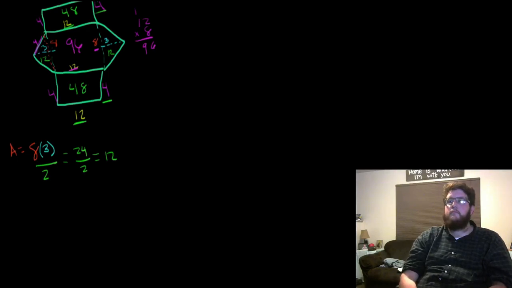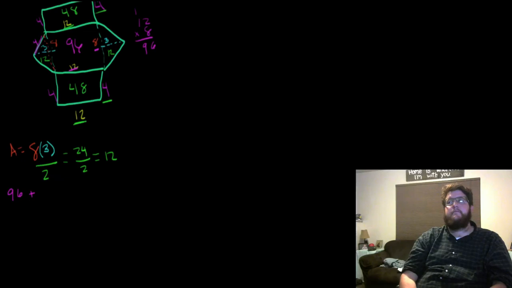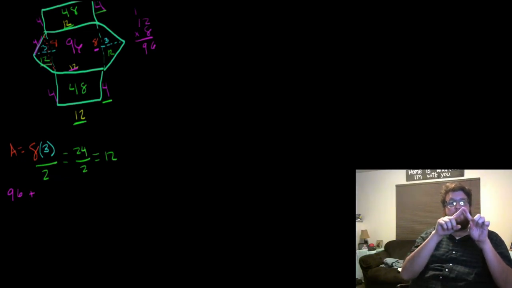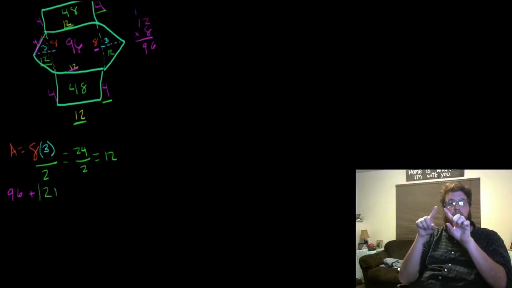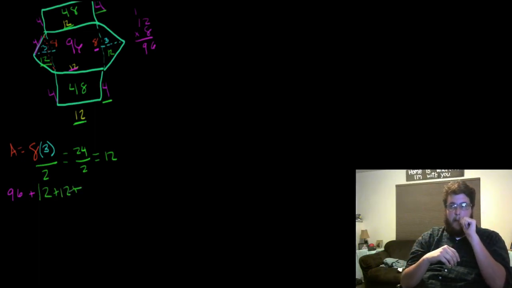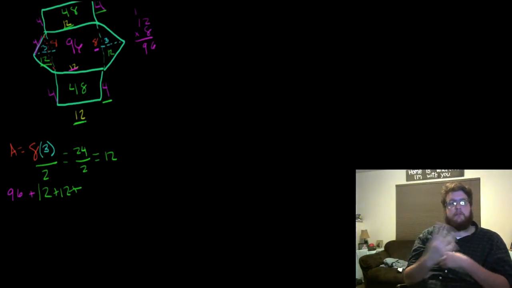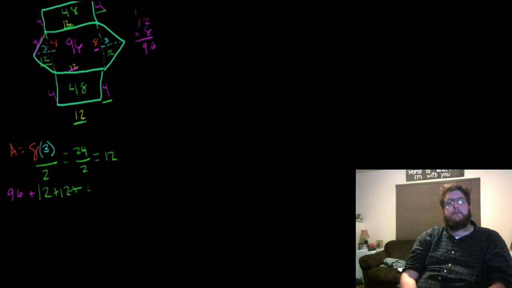And now I can add it all up. 96 plus the 2 triangular wings, which were both 12. 12 plus 12. Plus the 2 smaller rectangles, which were 12 times 4, which is 48. Plus 48 plus 48. 12 and 12 is 24.